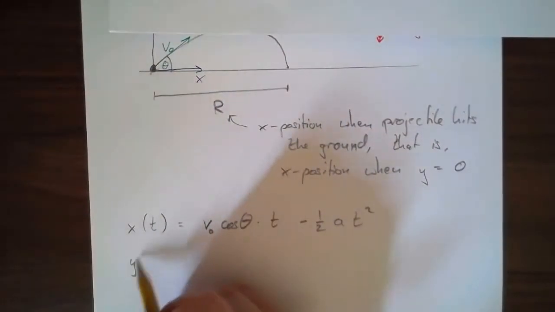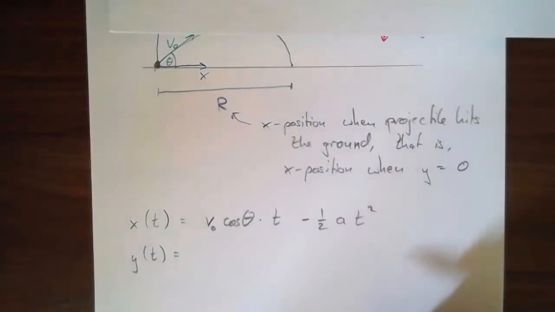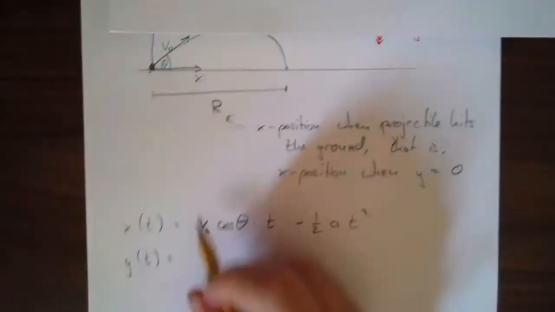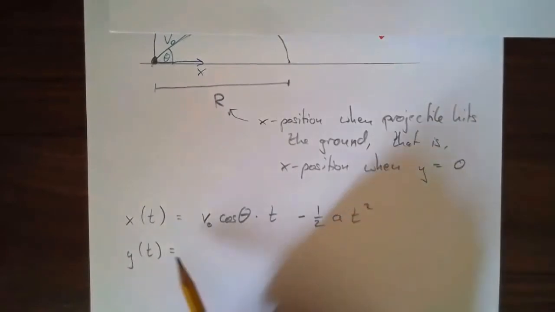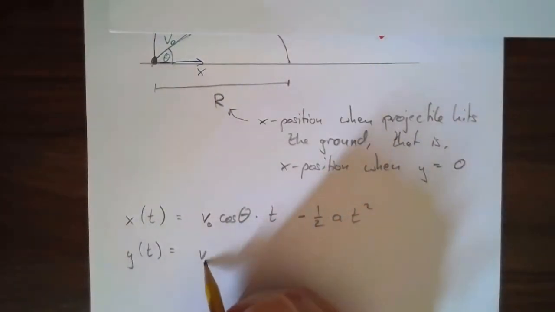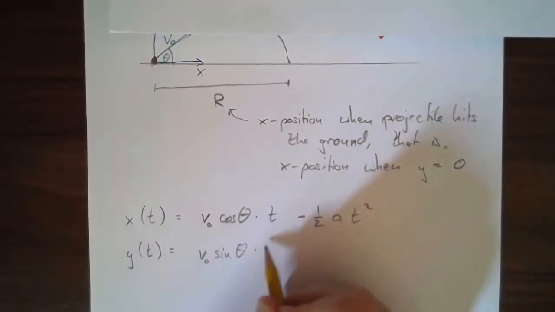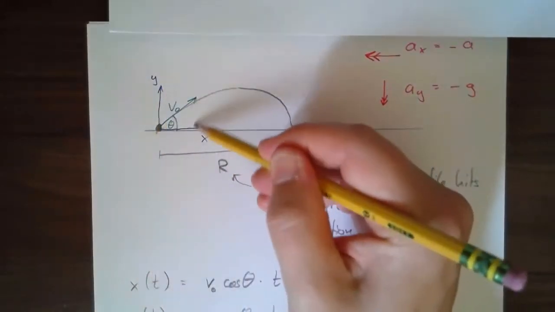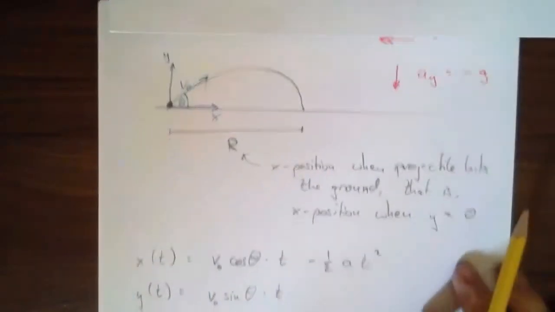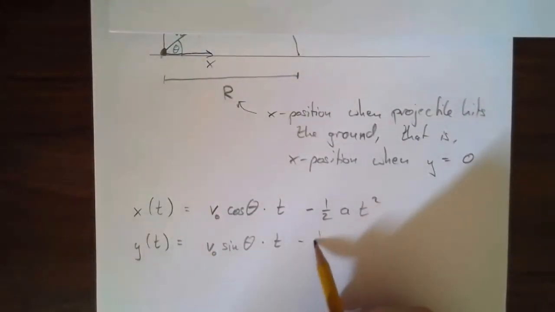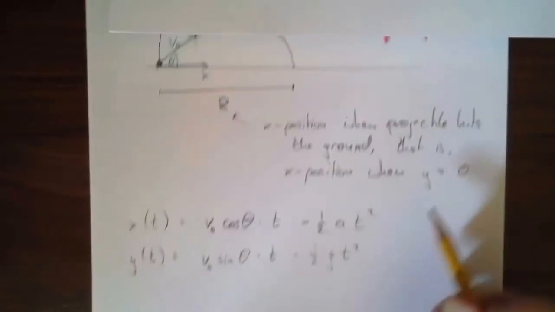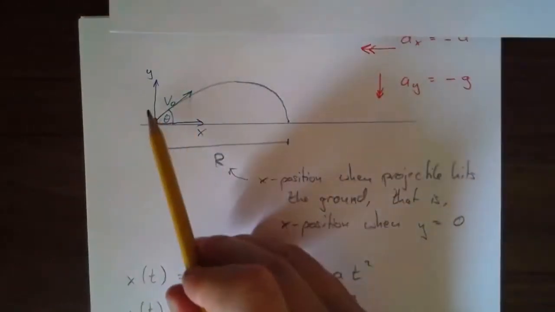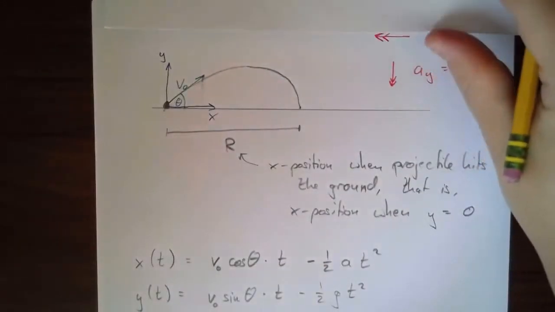And then for the y direction, let me think. Well, it's accelerated motion. We start again at 0. Okay, that makes my life easy. There's no zero term. And then v naught sine theta times t, because the vertical component is the opposite of the angle. And then minus 1/2 g t squared. Why? Because the acceleration is minus g, because it's down, but my y-axis points up in the opposite direction.